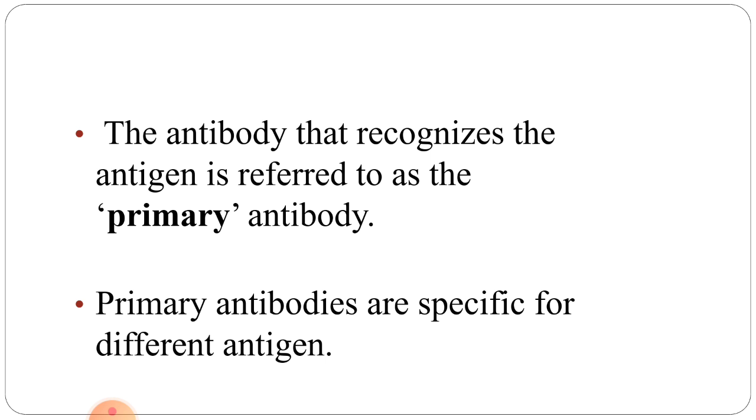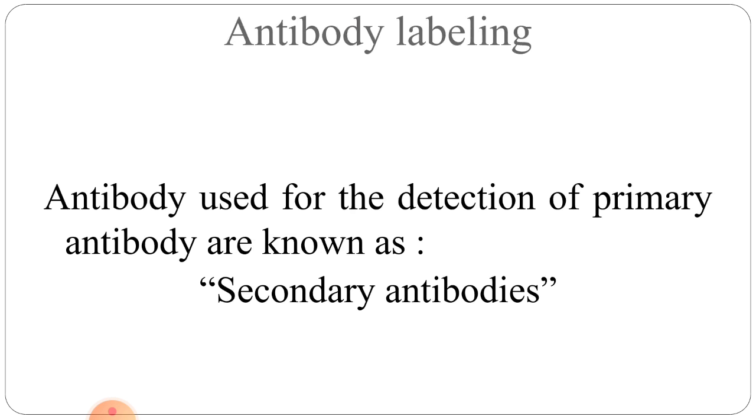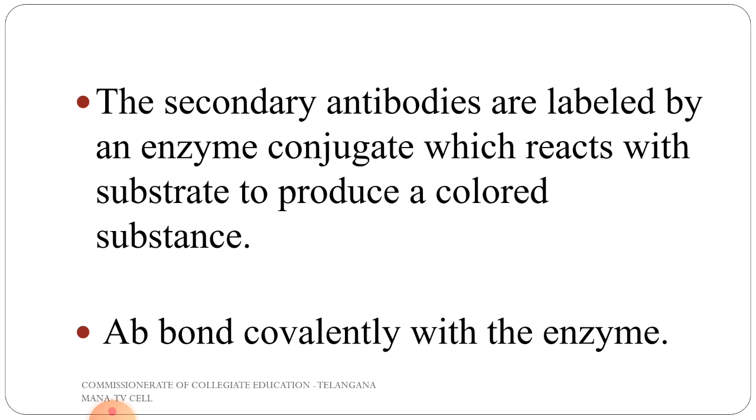The antibody that recognizes the antigen is referred to as the primary antibody. Primary antibodies are specific for different antigens. Antibodies used for detection of primary antibodies are known as secondary antibodies. The secondary antibodies are labeled by an enzyme conjugate which reacts with a substrate to produce a colored substance or a colored complex. The antibody bonds covalently with the enzyme or the substrate.